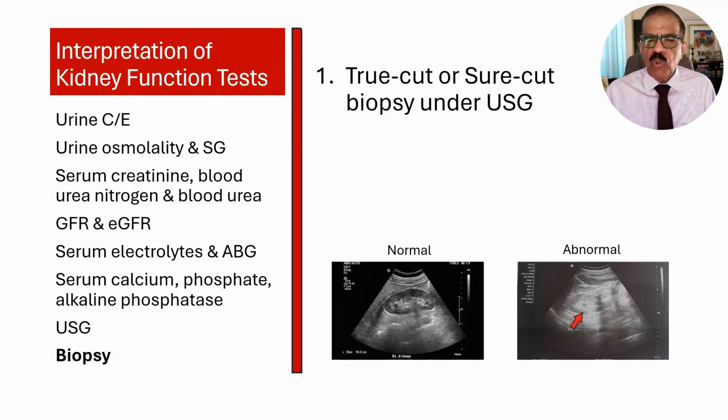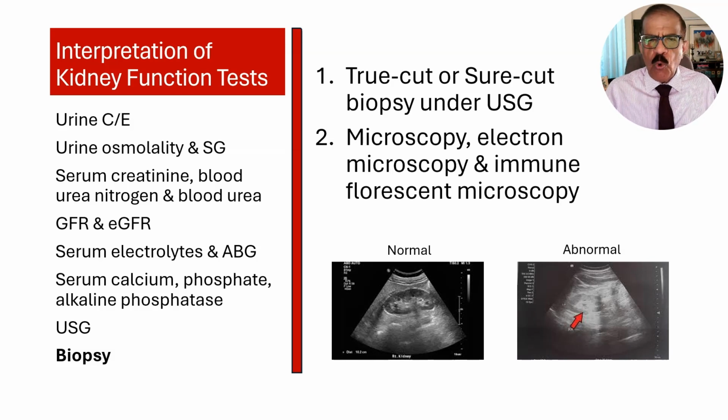There are two types of needle used, true cut and short cut biopsy, and this is usually done under ultrasound. Typically, the patient lies on his stomach, and from the back we approach and take a biopsy of the lower pole so that we don't harm the adrenals. The biopsy can then be examined under a microscope, under an electron microscope, or under an immunofluorescent microscope, and based on that, we can make a very accurate diagnosis with the help of a trained pathologist.